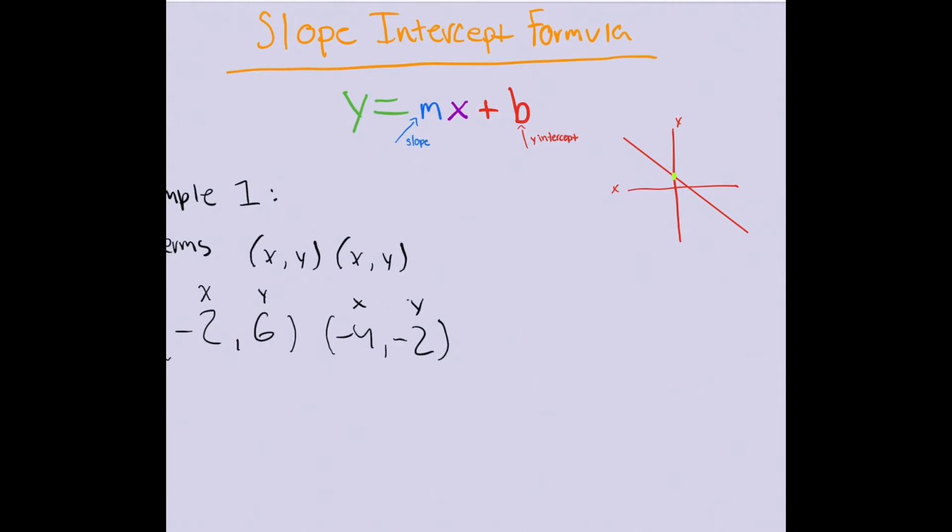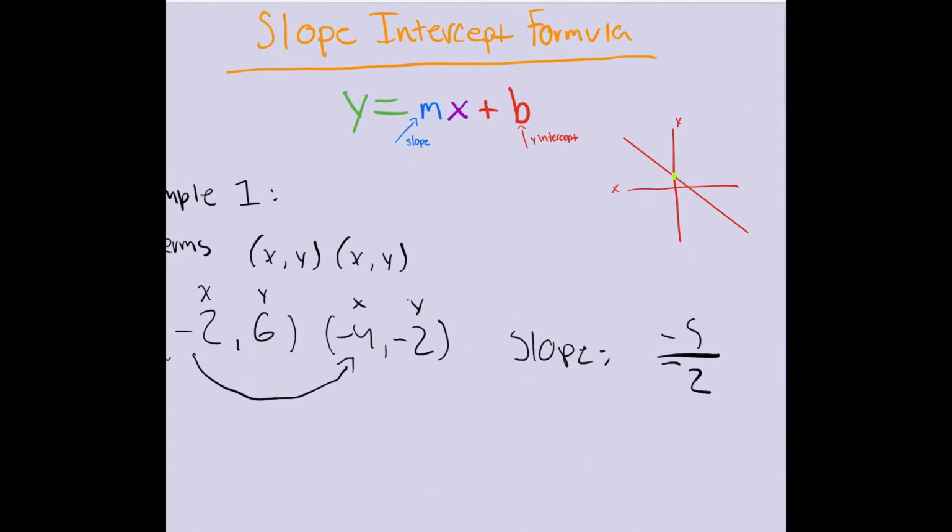We're going to want to find our m, which is our slope, okay? To do this, you want to go from our first x to our second x. How do we get from -2 to -4? We subtract 2. And how do we get from 6 to -2? We subtract 8.